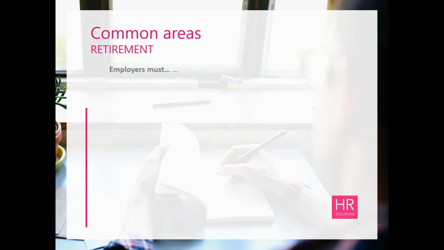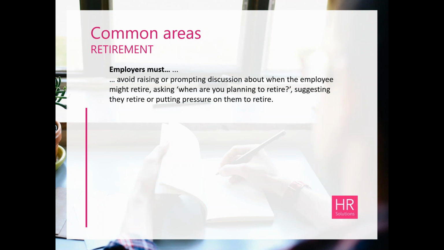Retirement. Retirement's an important one because employees have the right to retire at any age now. Compulsory retirement, or employers being allowed to have a retirement age, is something that was got rid of several years ago. So employers must avoid raising or prompting discussion. When you think about retiring, if you're thinking about making your own future plans and you wonder whether or not that person's still going to be there, you really shouldn't assume that because they're approaching retirement age that they will.